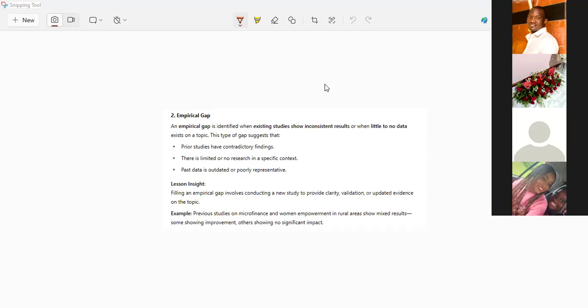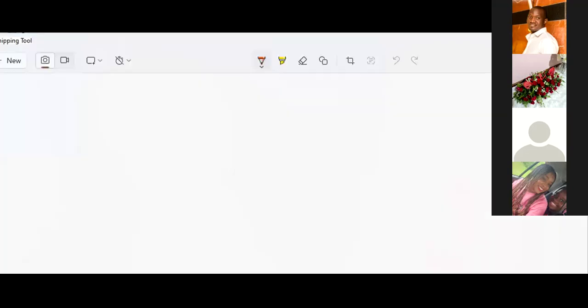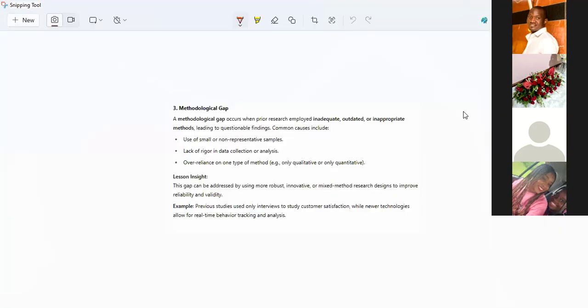So empirical gap is based on other findings, if they're inconsistent or there's little data on that topic, so you engage yourself in what is called an empirical gap. All right. So we also go to what is called a methodological gap. A methodological gap is also invoked when you discover that the methodologies that we engaged do not conform. It occurs when the prior research employed inadequate or outdated or inappropriate methods.